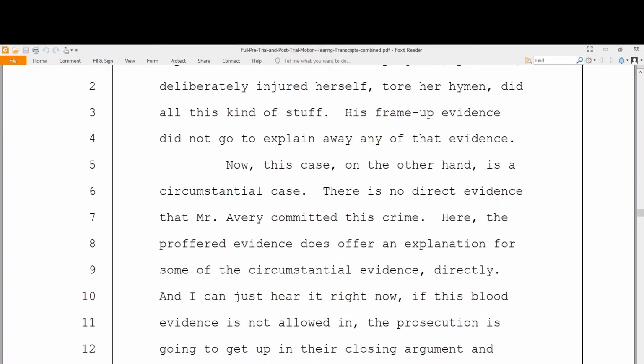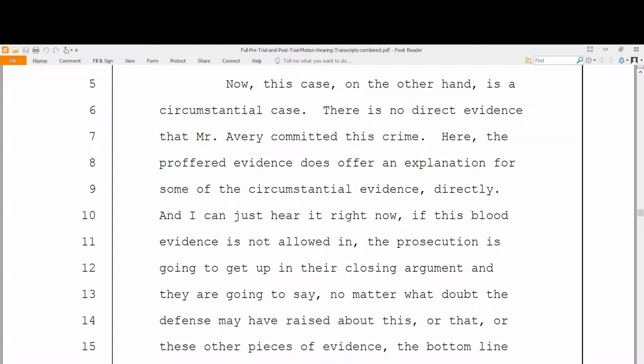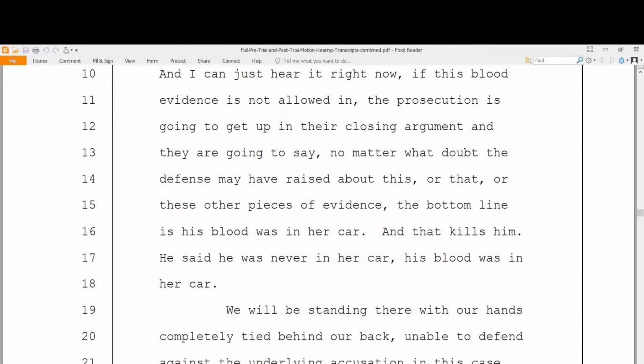Now, this case, on the other hand, is a circumstantial case. There is no direct evidence that Mr. Avery committed this crime. Here, the proffered evidence does offer an explanation for some of the circumstantial evidence directly. And I can just hear it right now. If this blood evidence is not allowed in, the prosecution is going to get up in their closing argument, and they're going to say, no matter what doubt the defense may have raised about this or that or these other pieces of evidence, the bottom line is his blood was in her car, and that kills him.